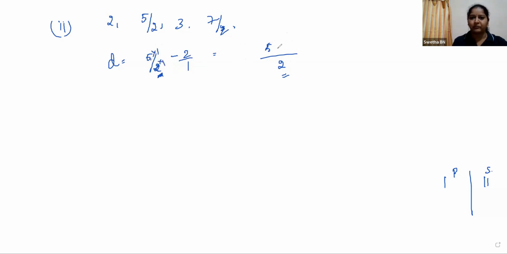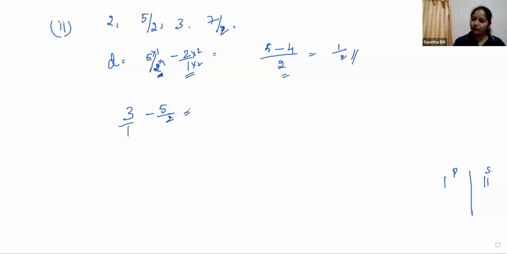5 ones are 5. What about the second fraction? We have 1 right now, so you have to make it 2. Minus 4. What will you do? You will multiply by 2, no? So multiply the numerator also. Now you will get minus 4. That is 1 by 2. Right? Don't confuse. Okay, now you do the second one. 3 minus 5 by 2.